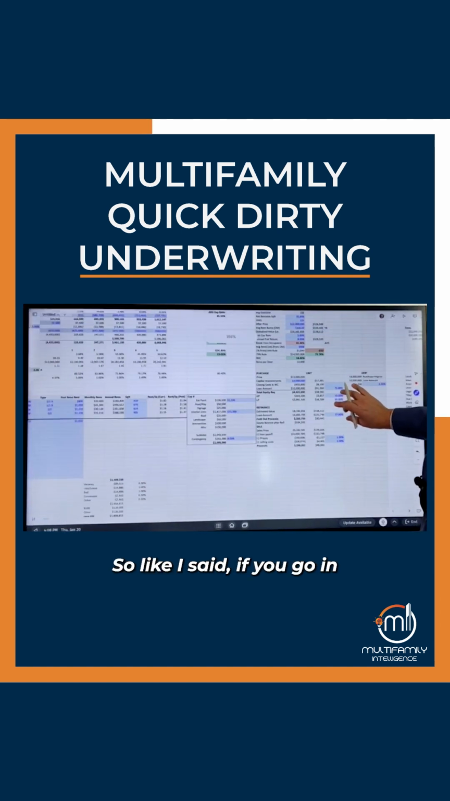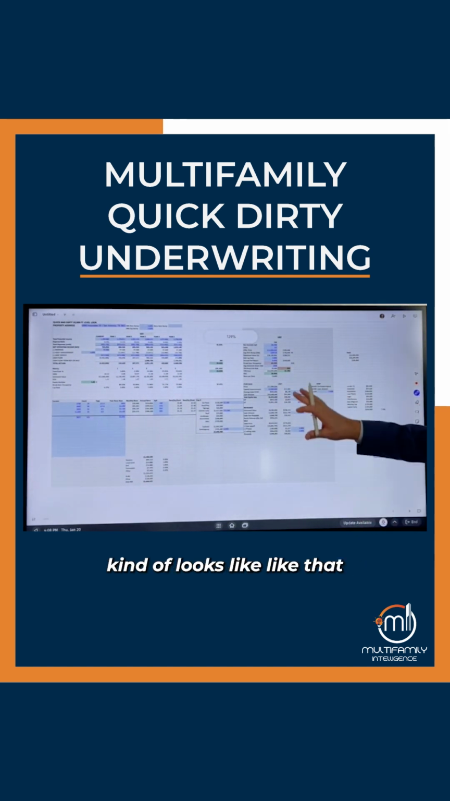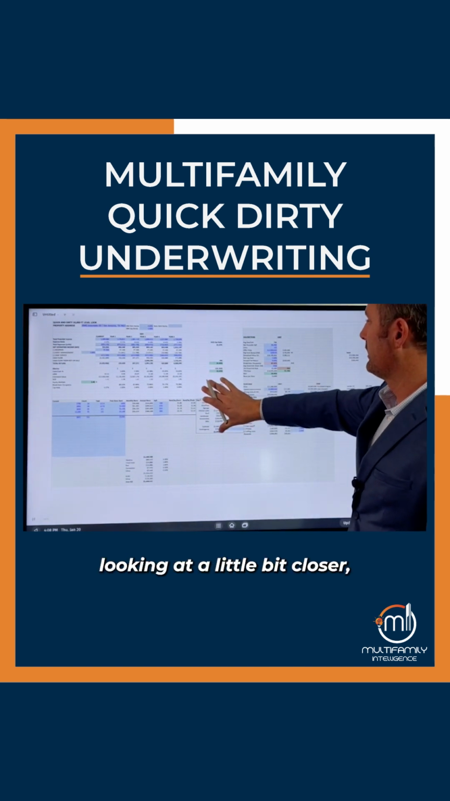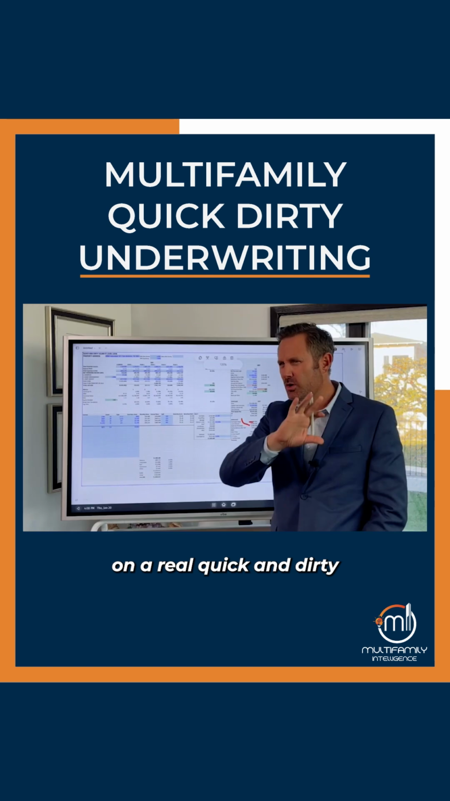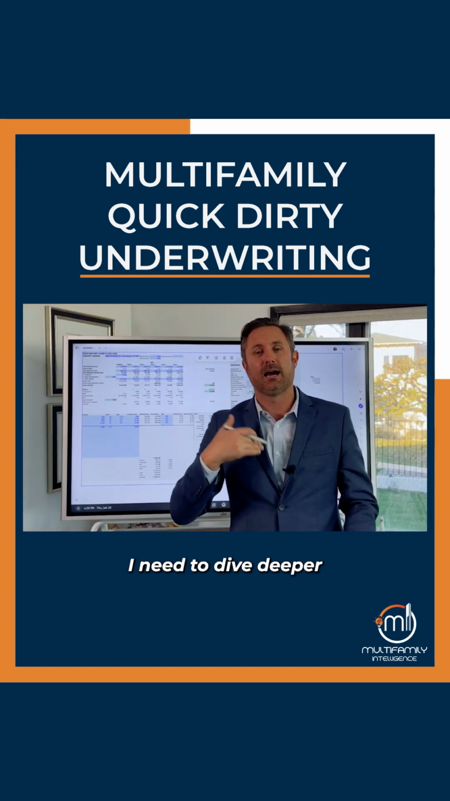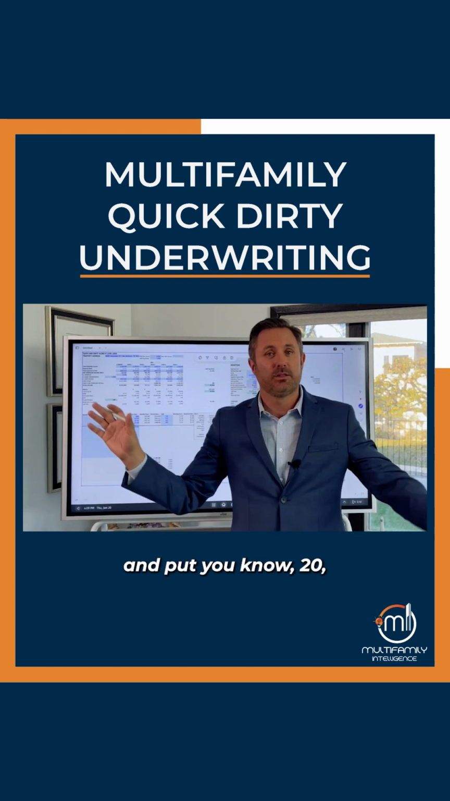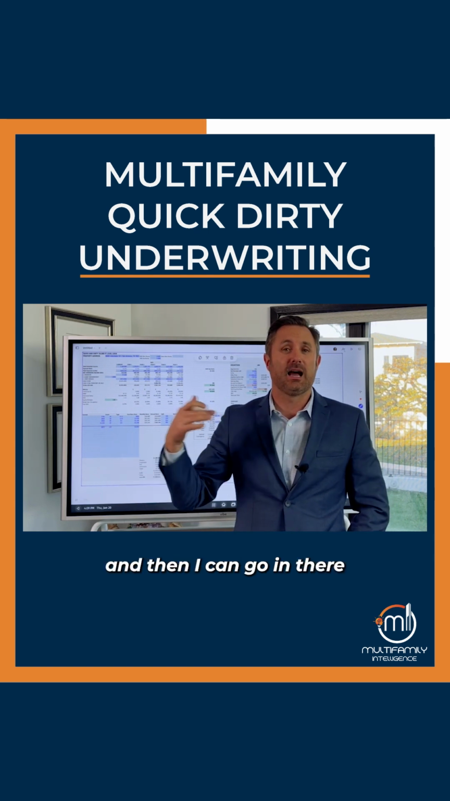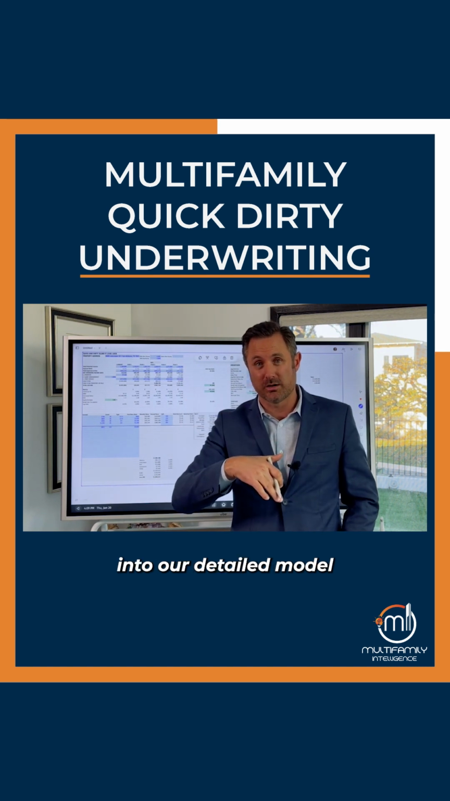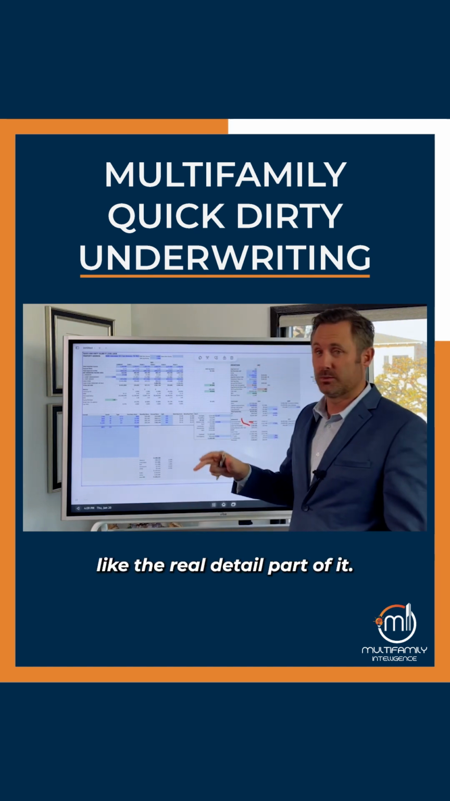This is a single sheet. Like I said, if you go into the Google Sheets, the whole thing looks like that. Obviously I'm looking at it a little bit closer, but it's got different variables, so I can take a real quick and dirty look at it. And I say, okay, this thing's fitting some metrics we're looking at, I need to dive deeper. That way my underwriting guy can go up there and put 20, 30 deals up. And then I can go in there and underwrite these further, get into details, and throw them into our detailed model that's really analyzing it all the way down to the real detail part of it.